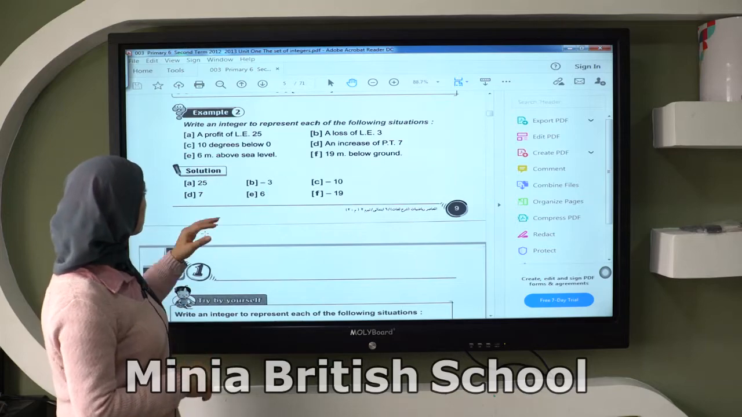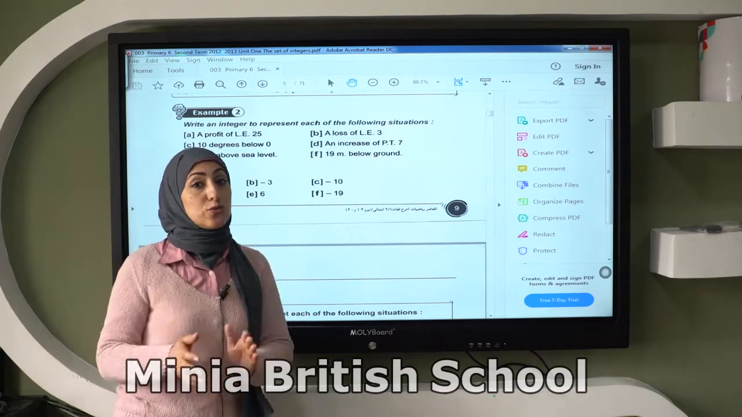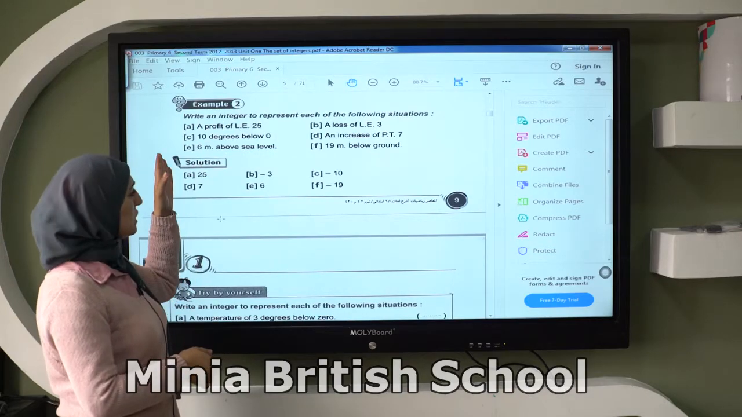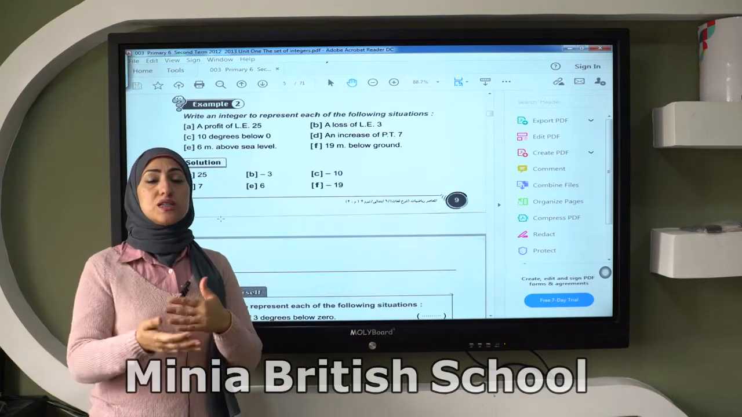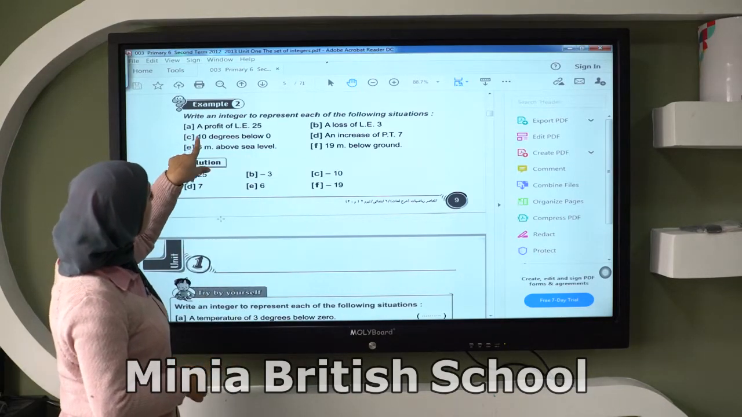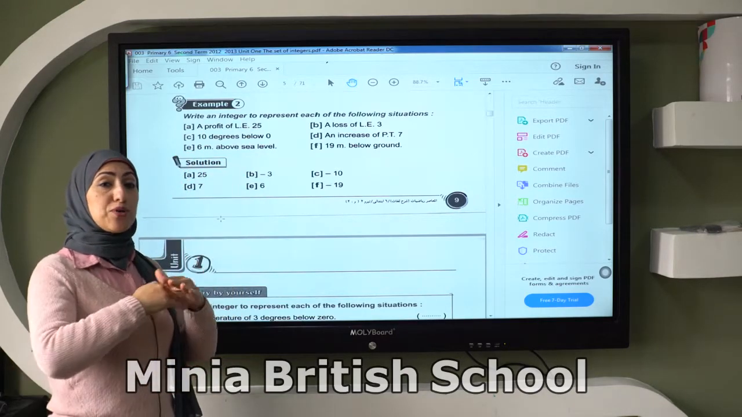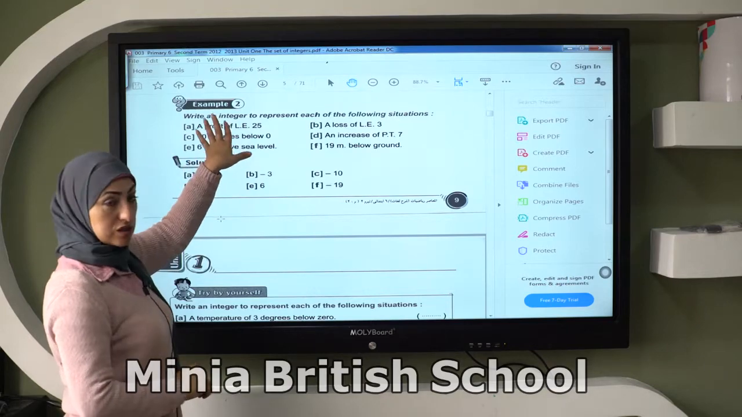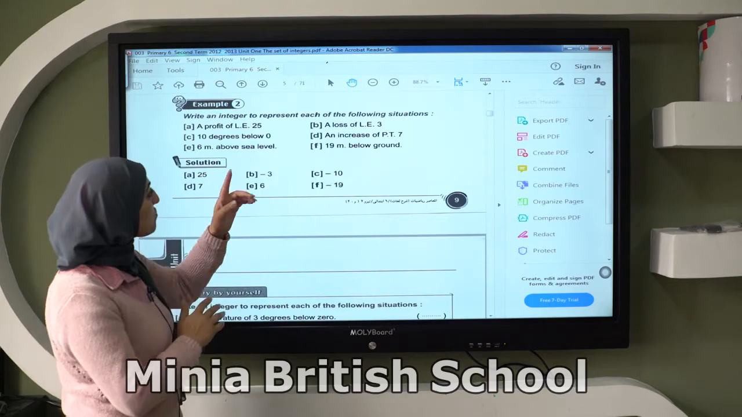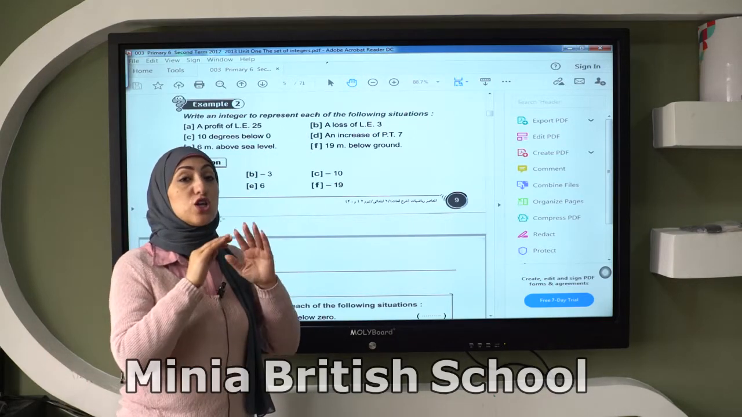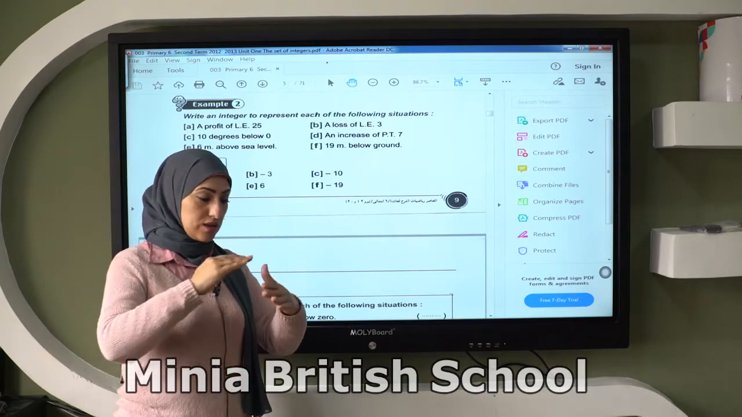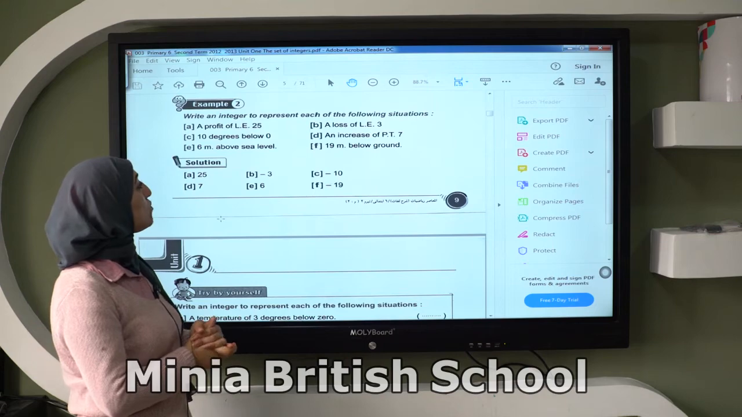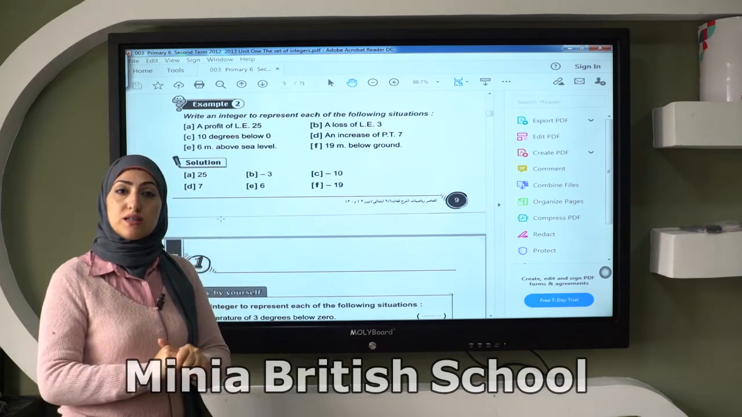In this question, write an integer to represent each of the following situations. As we said in the beginning of the session, we needed the negative integers to express some situations like this. Okay, here a profit of 25 pounds. Here it's a profit. It means my money will be increased. So this is positive. This will be 25 as it is. Here, a loss of 3 pounds. Loss. That means I lost 3 pounds. It means it will be negative 3. Here, 10 degrees below 0. 10 degrees below 0, it means negative 10.